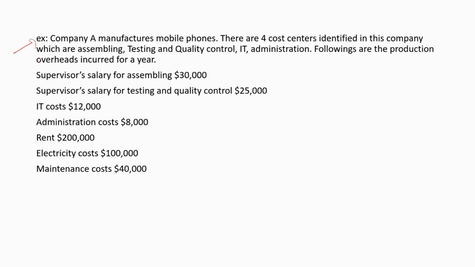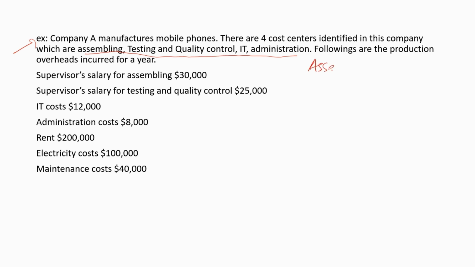Company A manufactures mobile phones. There are four cost centers identified in this company, which are assembling, testing and quality control, IT, administration. Following are the production overheads incurred for a year. So they have directly given us the cost centers in this business. First of all, we have to identify what the production cost centers are and what the service cost centers are.